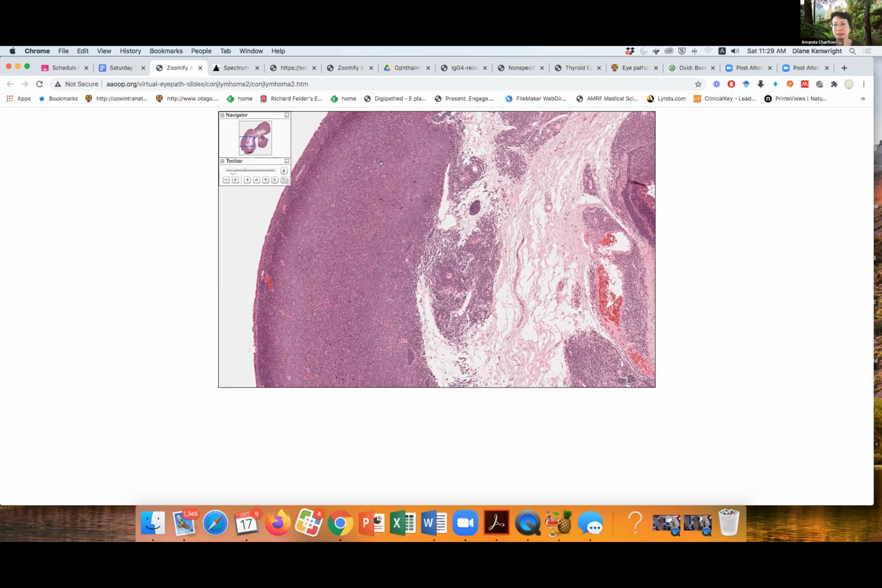Samuel's asked a good question here. How do you know the difference between a lymphoma and reactive lymphoid hyperplasia? Because macroscopically, they'd both look like this thickened whitish salmon patch, wouldn't they?